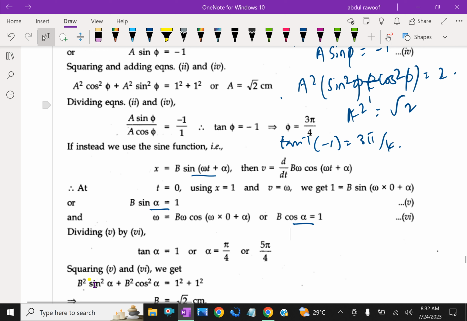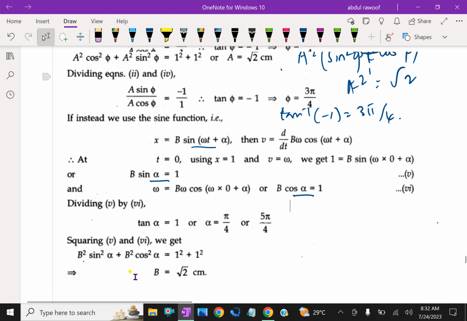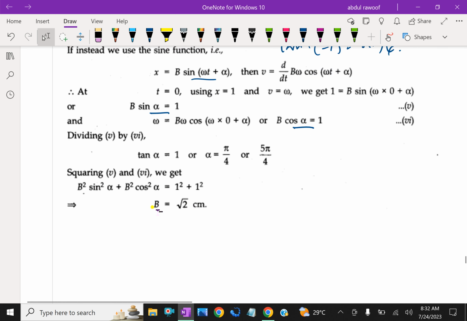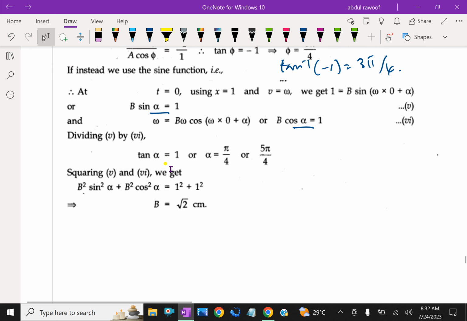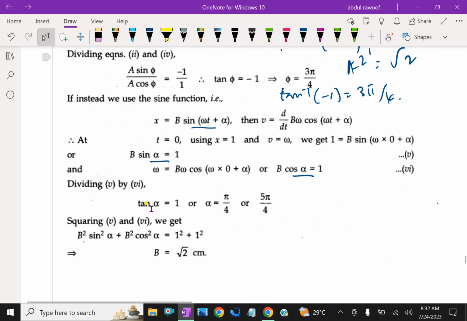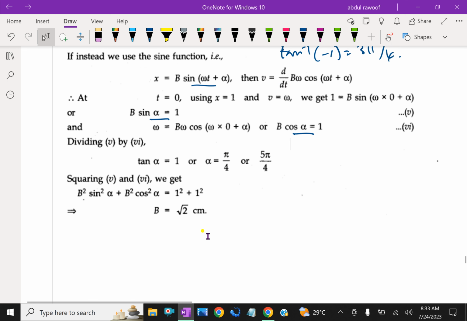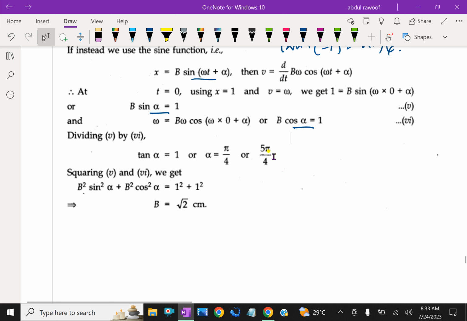Squaring and adding, we have b square sin square alpha plus b square cos square alpha equal to 1 square plus 1 square. Therefore, b equal to square root of 2. Then tan alpha is the division of equation 5 and 4, because b sin alpha equal to 1 and b cos alpha equal to 1. Therefore, tan alpha equal to 1. From that, alpha equal to pi by 4 or 5 pi by 4. So, we have phase angle is 5 pi by 4.